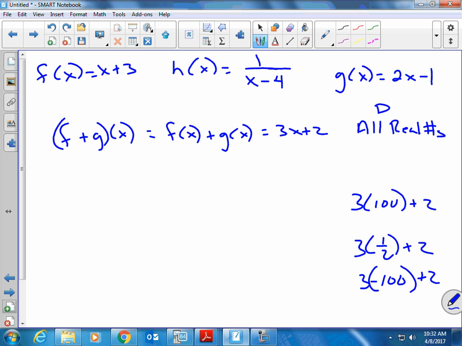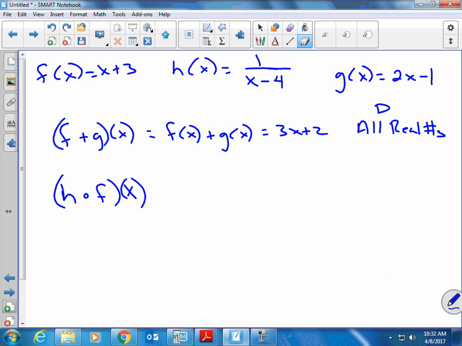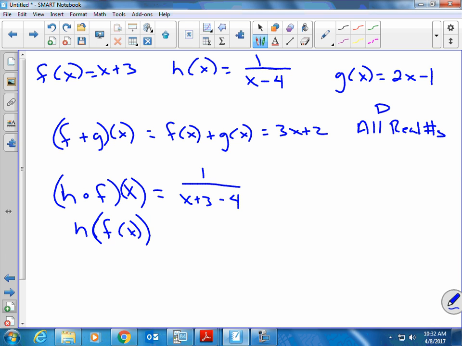Not always the case. What is f of... No, let's do it the other way around. Let's do h of f of x. What does that function look like? That tells me to put f into h, correct? I'm going to put f, x plus 3, into h, right? This is f of x plugged into h of x.